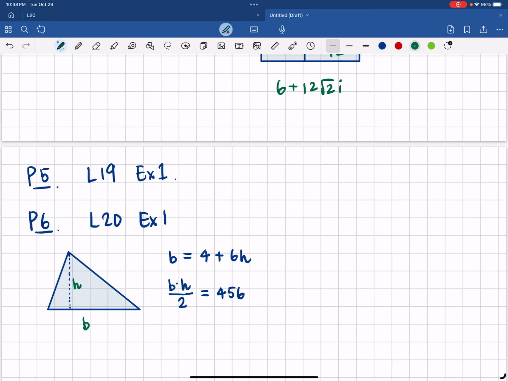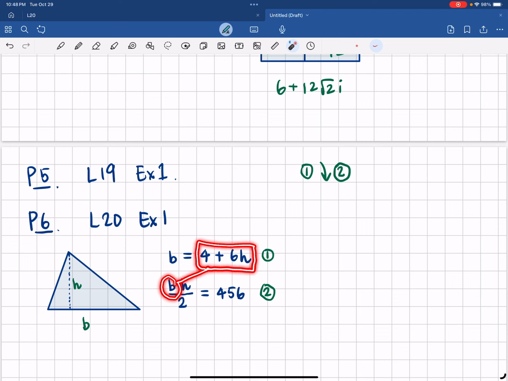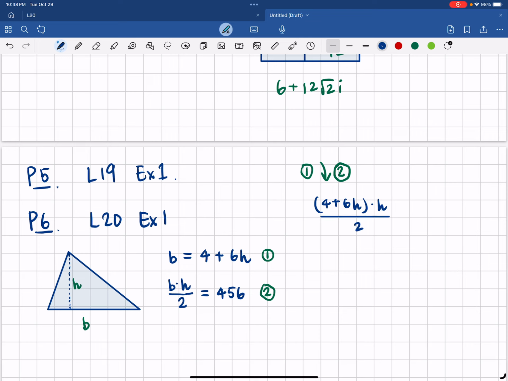To solve these 2 equations, I'm going to first label my equation. Equation 1, equation 2. And the best way to solve is substitution. Substitute 1 into 2. This is because in equation 1, b is already isolated. So you simply replace b in equation 2 with this part right here. Let's write that down. So you will get 4 plus 6h times h divided by 2 equals 456.